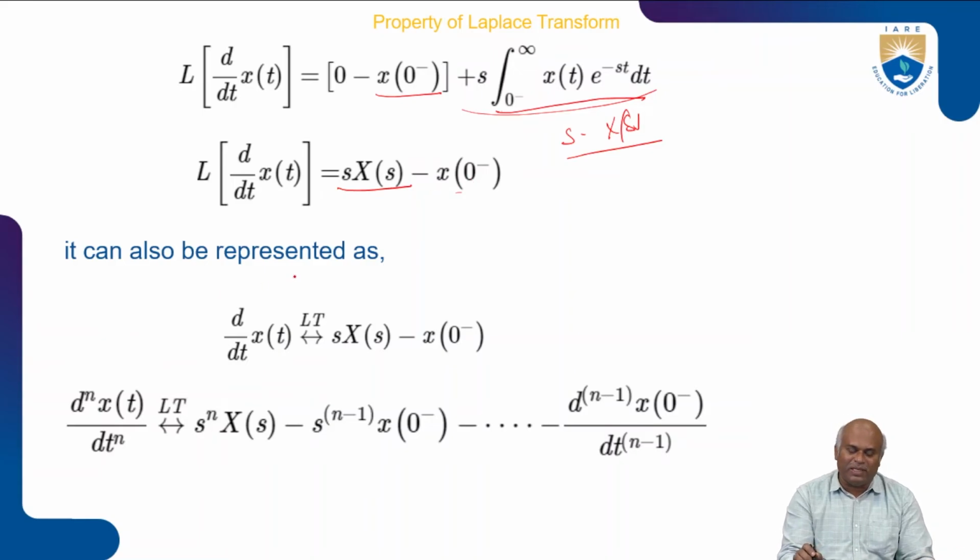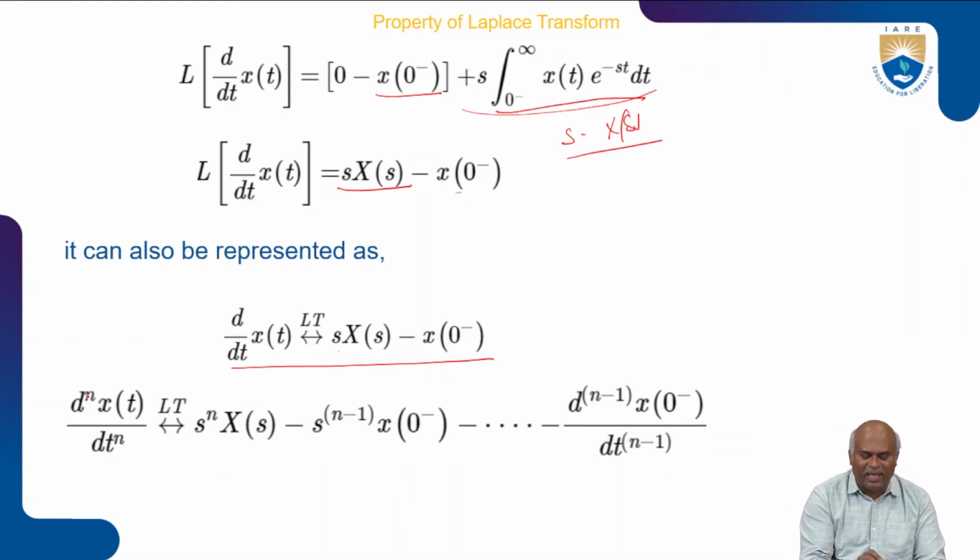It can also be represented as the Laplace transform of d by dt x of t equal to s X(s) minus x(0-). This is a first order differentiation. If we take the general differentiation, that means the nth derivative, d power n by dt power n x of t, its Laplace transform is equal to s power n X(s) minus s power n minus 1 x(0-) minus up to d power n minus 1 by dt power n minus 1 x(0-).